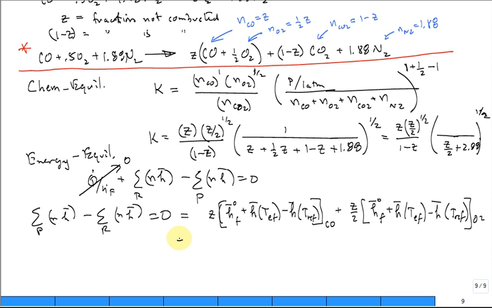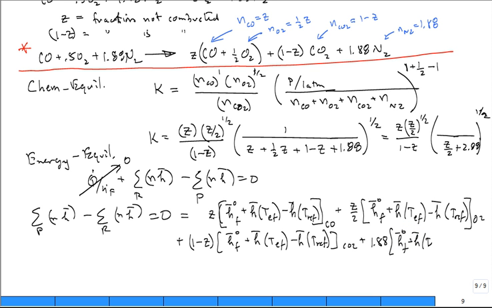Plus 1 minus Z times the enthalpy of formation for the carbon dioxide plus the enthalpy at the equilibrium flame temperature minus the enthalpy at the reference temperature, CO2, plus 1.88 times enthalpy of formation plus enthalpy at the equilibrium flame temperature minus enthalpy at the reference. All of this for the N2.